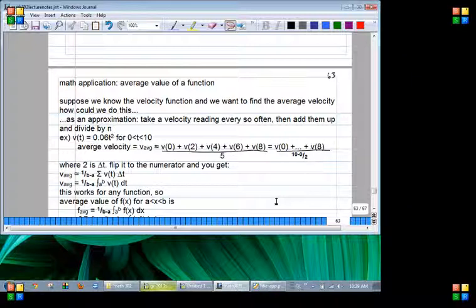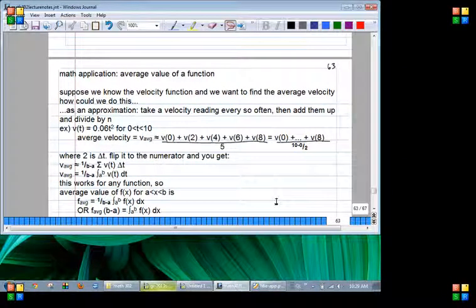Now there's another simple way to write this, which is actually the way that I like to write it, which is the following thing. The average value times b minus a equals the integral. I like writing it like that because I don't like fractions. And there's another reason which we're going to see in a minute.